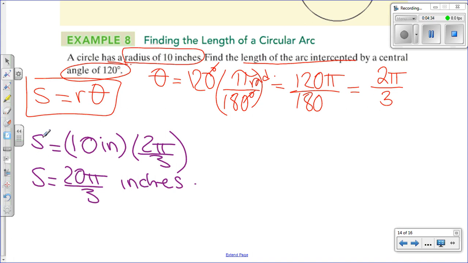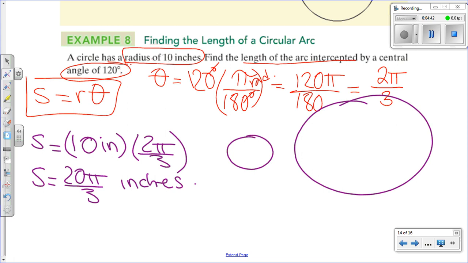All right. Now, let me ask you guys something. If I was to have 2 circles, let's say a small one and a big one, and 120 degrees is going to be maybe somewhere here. So let me ask you guys, if the central angle is the same, 120 degrees, will the arc length be the same? No, it will not, right?